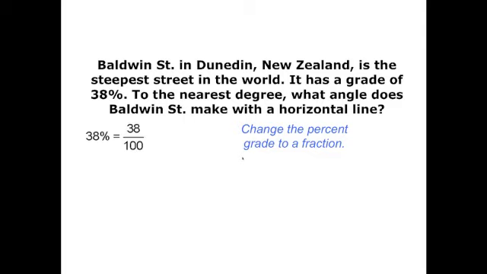Okay, Baldwin Street in New Zealand is the steepest street in the world, with a grade of 38%. And all this means, whenever you see a grade listed on a street, is that for every 100 feet that you travel horizontally, you will go up whatever that percent was in feet. So 38% means if I travel 100 feet horizontally, I will have risen 38 feet. So what I'm going to do is change that to a fraction. Well, it's 38 over 100. So that is my fraction for my percent grade.